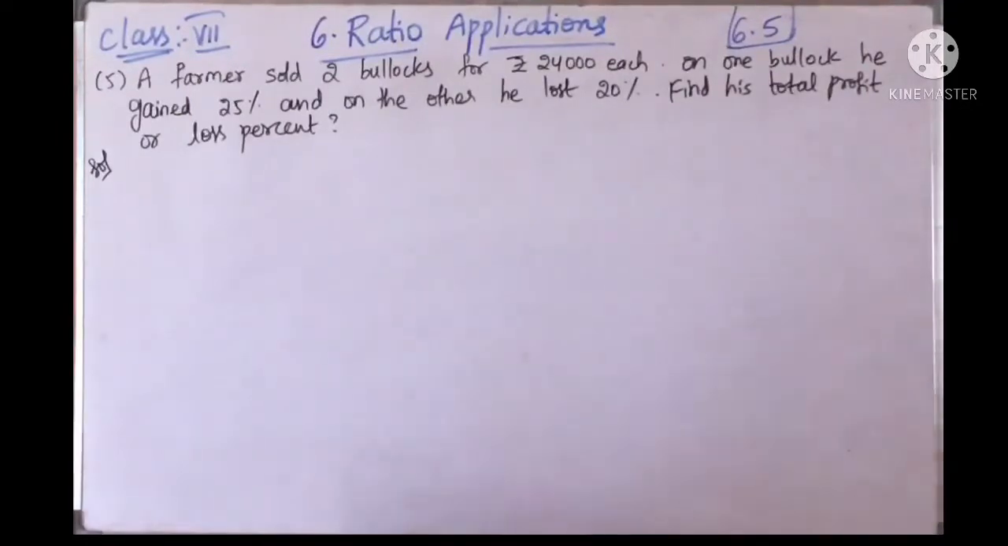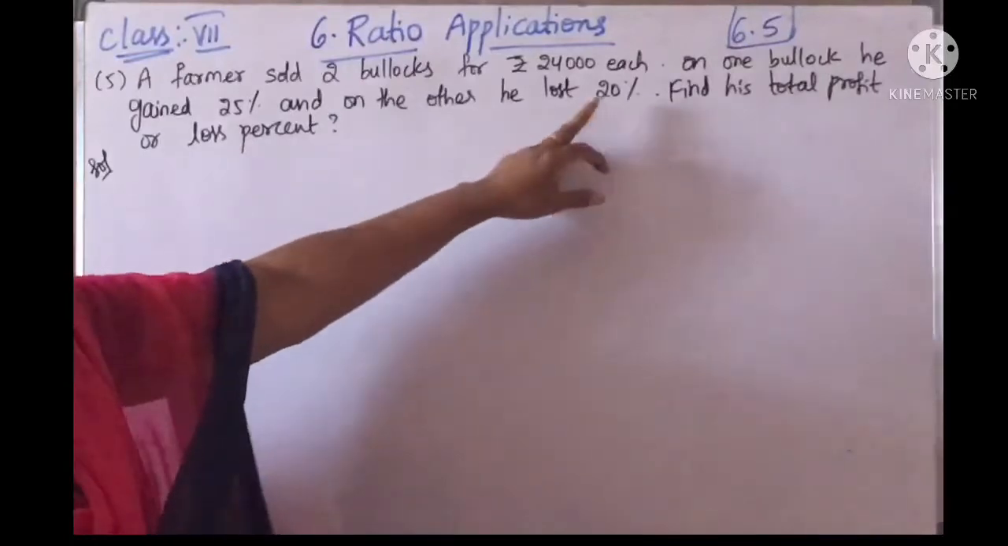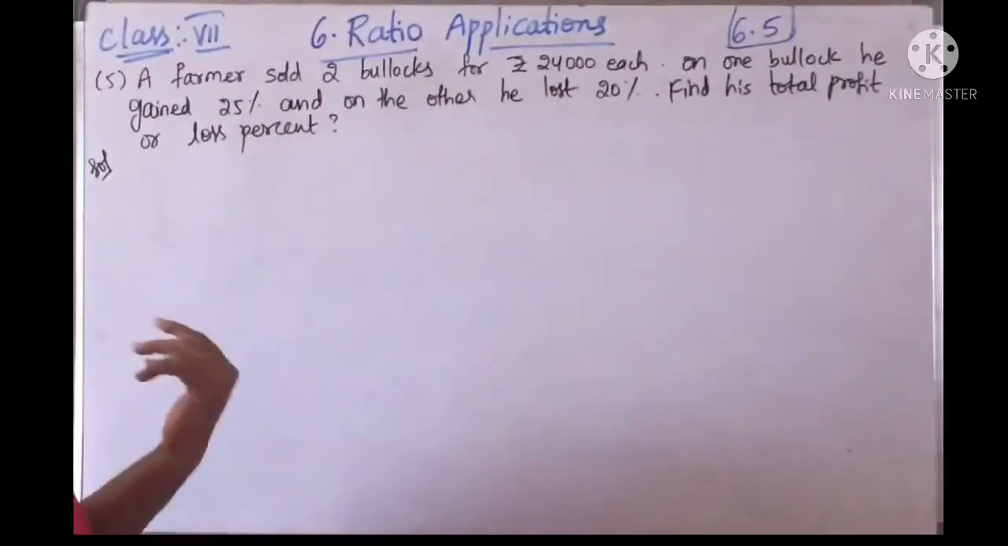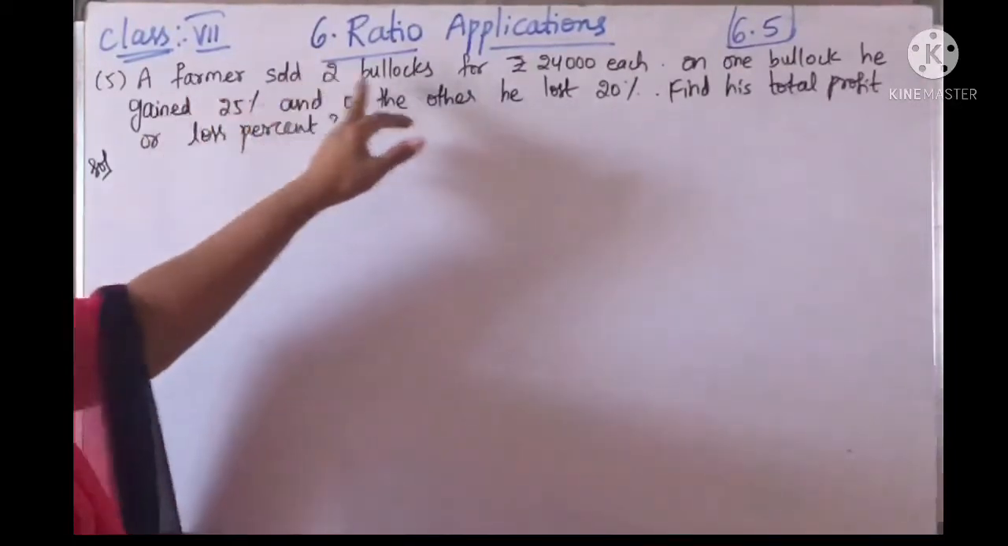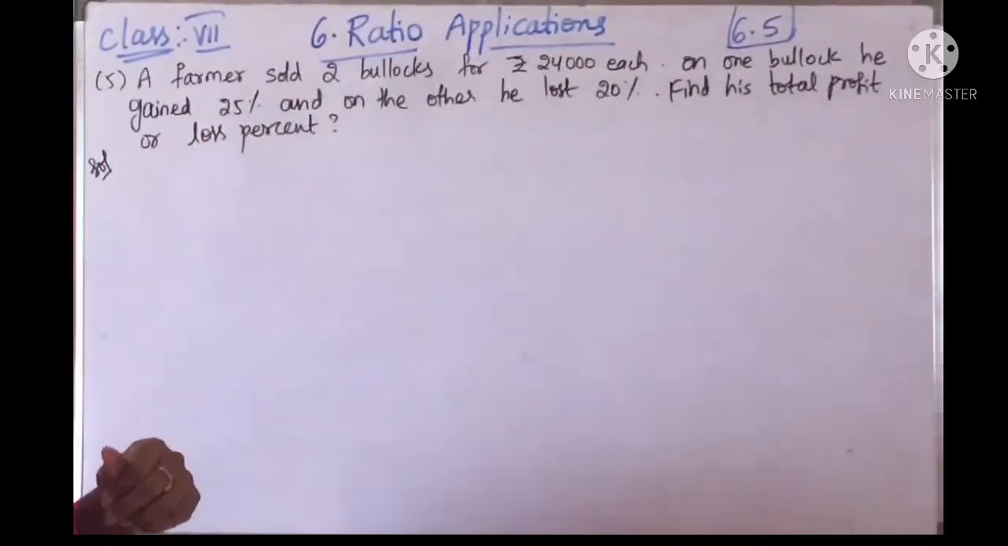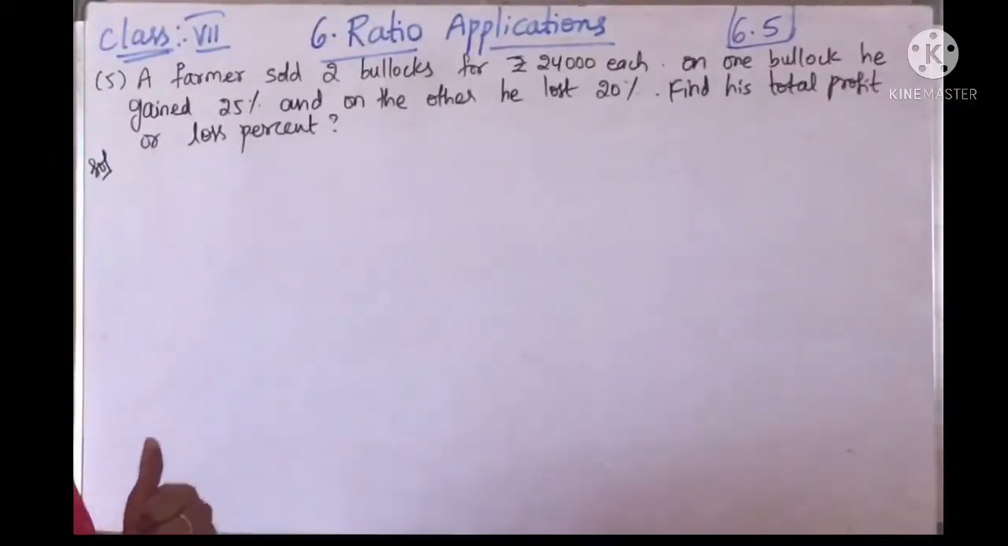So by seeing the question, most of the children will think gained 25% and lost 20, no? So finally 25 minus 20, that is 5% gain, they will answer. But wrong, children. Here the farmer sold 2 bullocks for the same price each, but we don't know what is the cost price of each bullock. And the cost price of each bullock may or may not be the same. Yes or no? So this is a very lengthy sum.